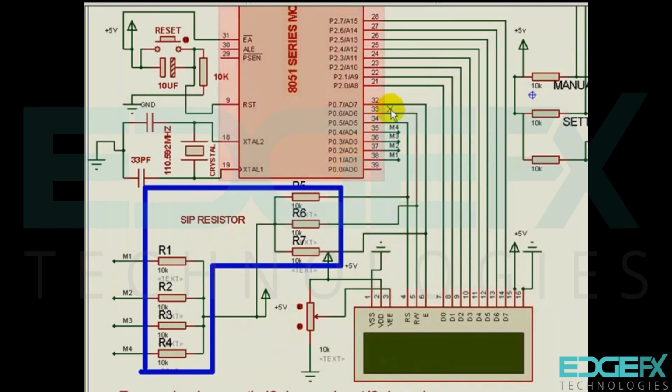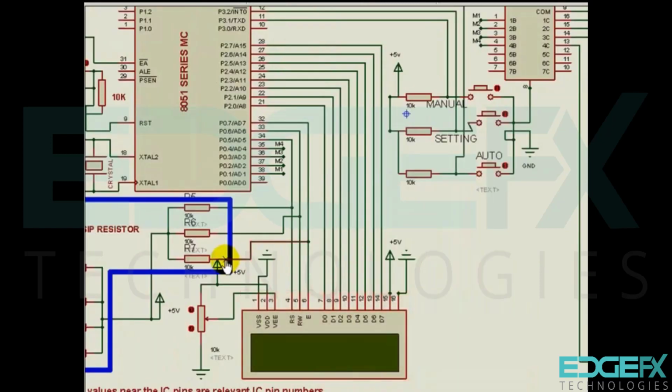As we have used port 0, in this blue border, it is actually not a number of resistors, but a SIP resistor, single in-line package, we call it. 10k resistors, about 8 numbers, but in-line about 7 numbers have been used here. We will look into it while we see the actual board function.